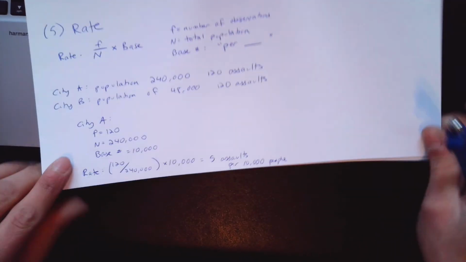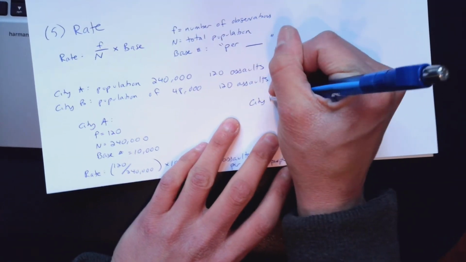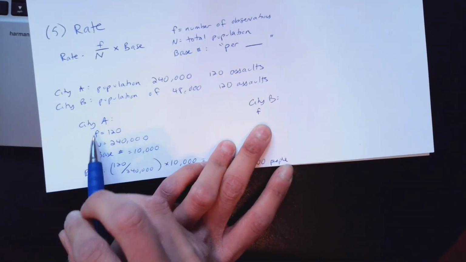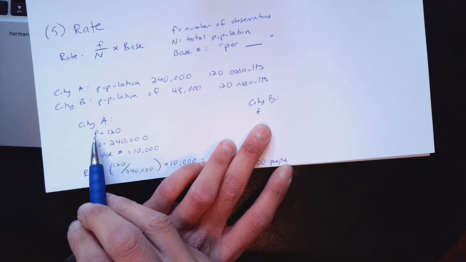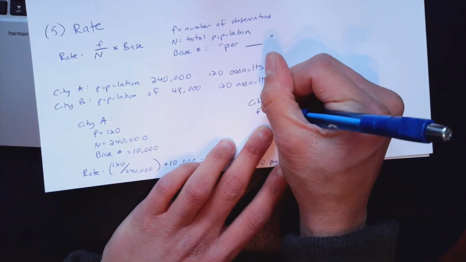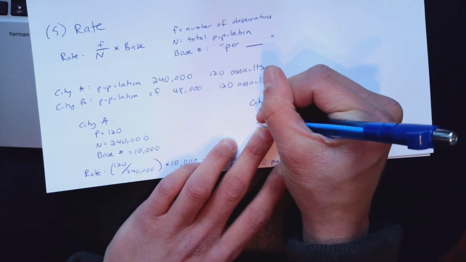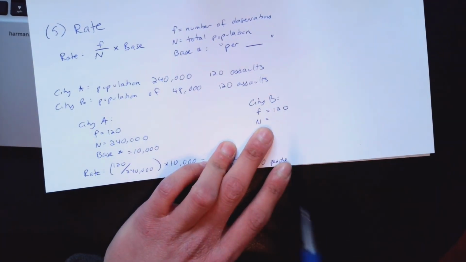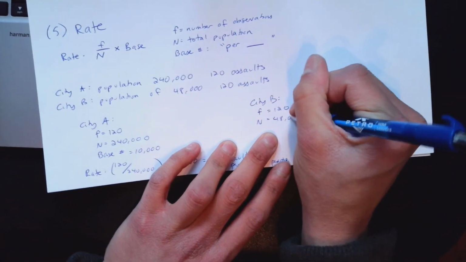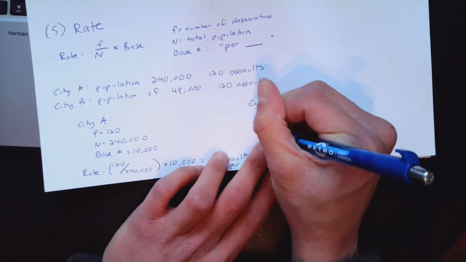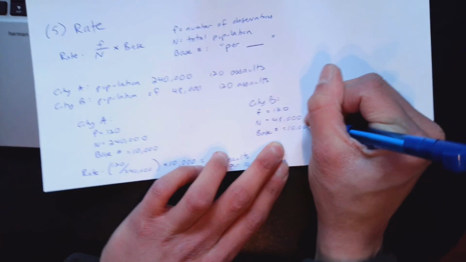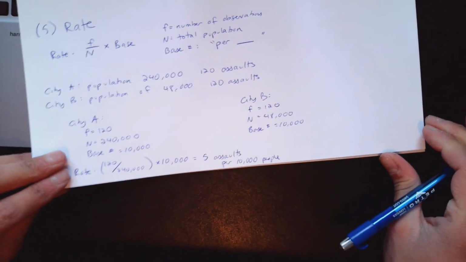All right, so let's check out city B. In city B, we have the same value for F. So our frequency of assault, the total number of assaults that have occurred, is 120. Here, though, our total population, or the total number of people in the city, is going to be 48,000. And our base number is going to be 10,000 again, because that's what we chose to calculate these rates.